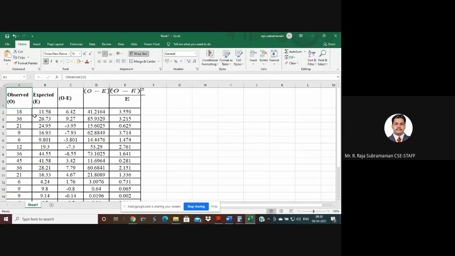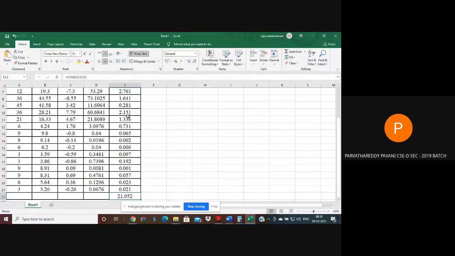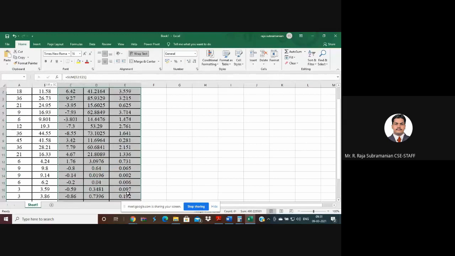This observed value is taken from the question. Expected value is calculated by us, and we take observed minus expected. Next, (observed minus expected) the whole squared, and I calculate (observed minus expected) the whole squared divided by E. This is what we calculate, right? Am I making it clear? So far, so good. Yes, sir. So I get the value 21.952. Let me put these values in my Word file also.